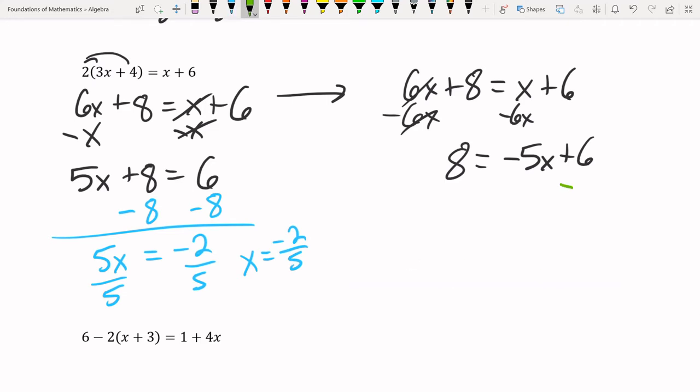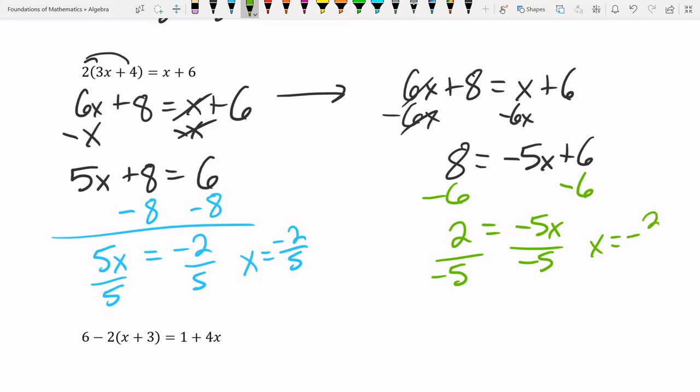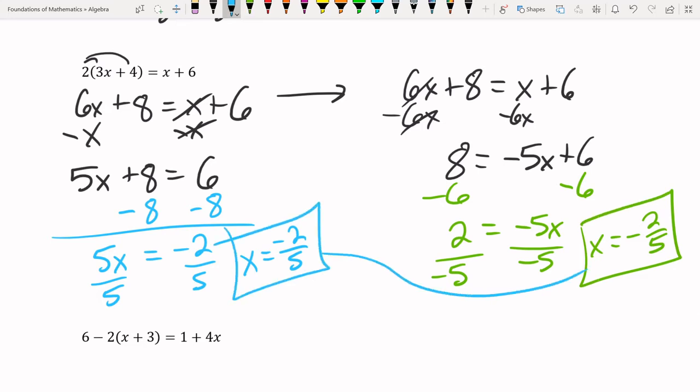For the green way, I have to now subtract 6 to both sides. That gives me 2 equals negative 5x. And then divide by negative 5. And that gives me x equal to positive 2 divided by negative 5. Positive divided by negative is negative. And 2 over 5 is just 2 over 5. So you see, again, both ways give me the same answer. It's just kind of, in my mind, the blue way is a little bit simpler because you don't have to deal with that extra negative. But it doesn't matter. You'll get the same answer both ways.